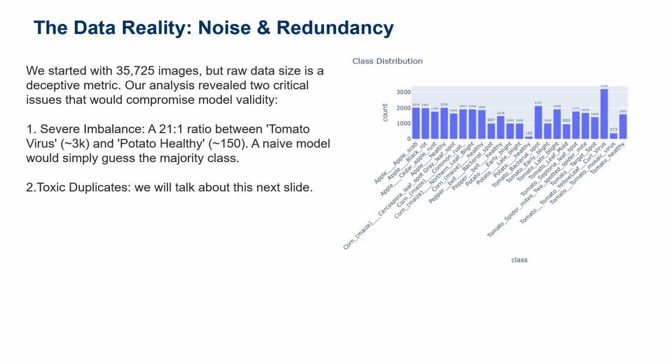The second issue is toxic duplicates, which we will talk about on the next slide. So overall, although the dataset seems large, its quality issues, both imbalance and redundancy, mean that cleaning and rebalancing are essential before any meaningful model training can happen.